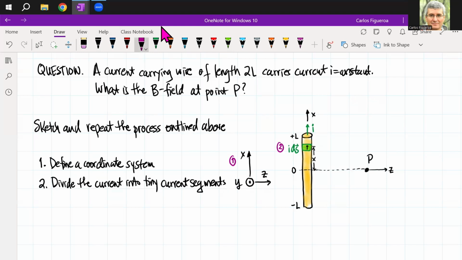So then what we have to do is calculate the magnitude and direction of the little dB at the point P.